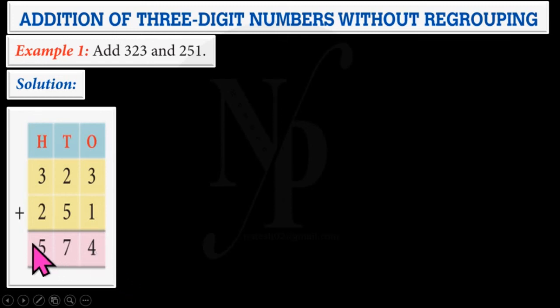This is how you can find the sum. Adding these two numbers, you get the sum as 574. 574 is the sum.